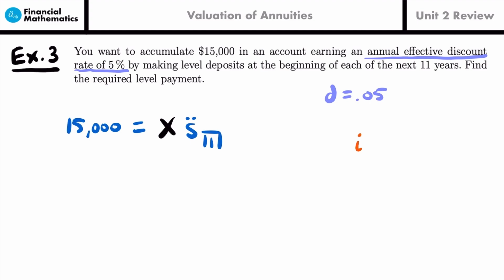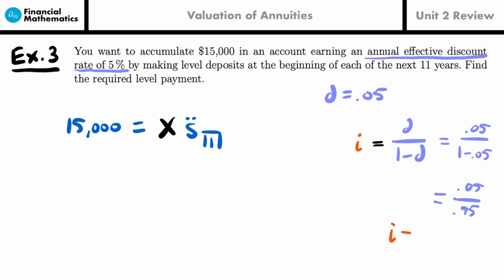The annual effective interest rate is equal to d divided by 1 minus d, right? Hopefully that should look familiar from unit 1. So in this case, it's equal to 0.05 divided by 1 minus 0.05, which is equal to 0.05 divided by 0.95. And if you plug that into your calculator, you'll find that i is equal to 0.0526 and some more decimals. Okay, so that is the equivalent annual effective interest rate for our given annual effective discount rate.